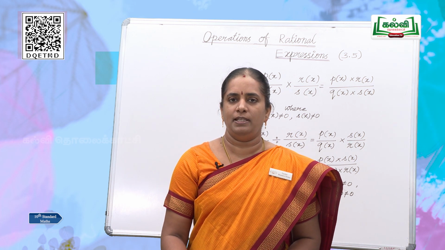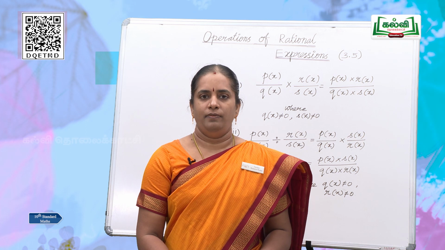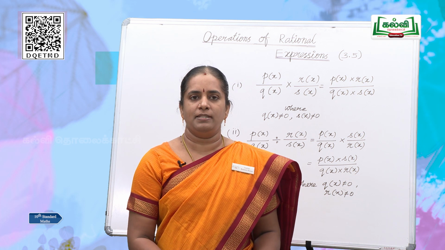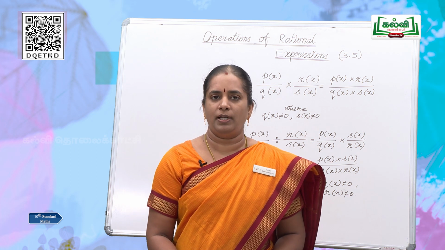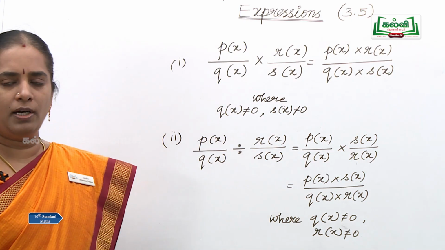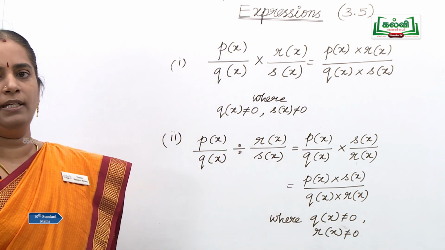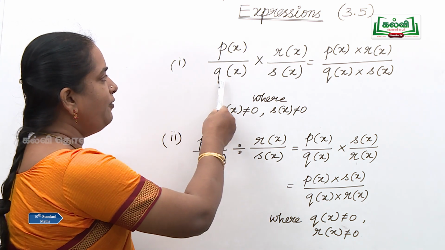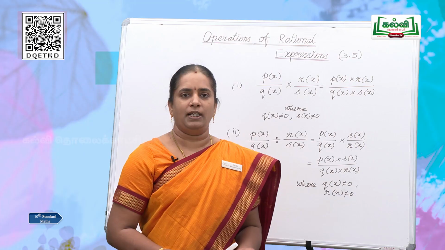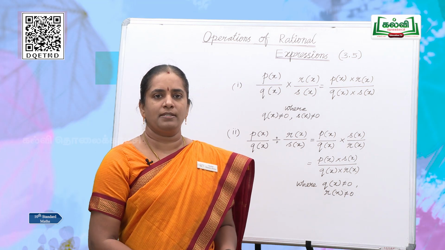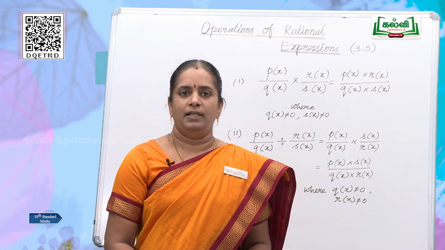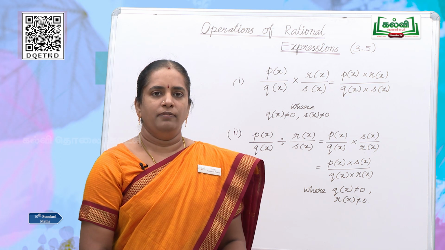If we need to multiply these two, what should we do? We have to multiply the numerators and multiply the denominators, and write them as the numerator and the denominator of the product. That is, if p of x by q of x is multiplied by r of x by s of x, the product is p of x into r of x by q of x into s of x. Here is one condition: in the denominator, q of x and s of x should not be equal to 0.